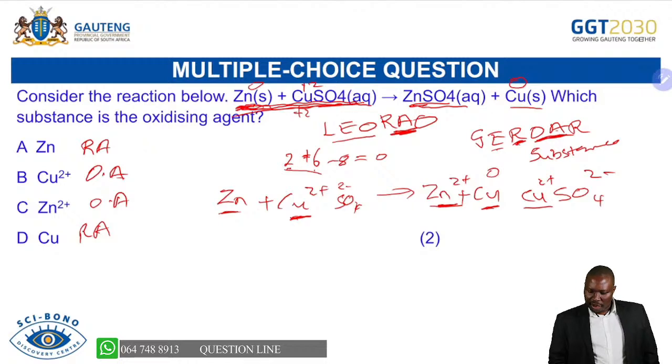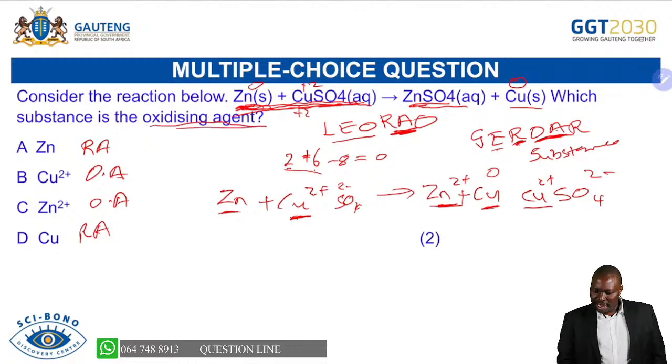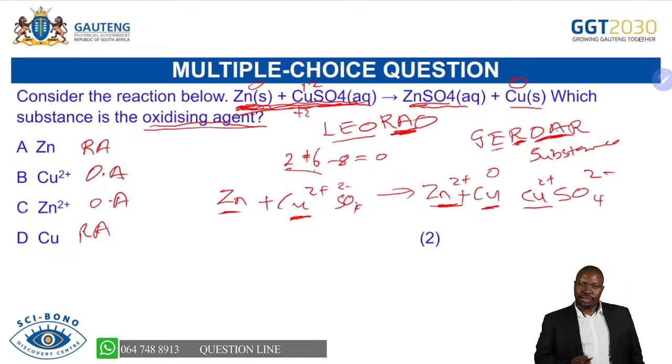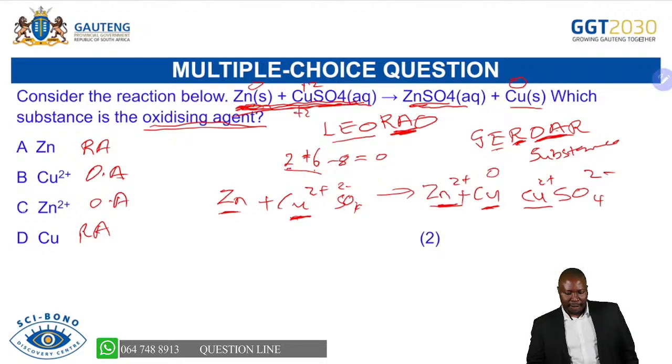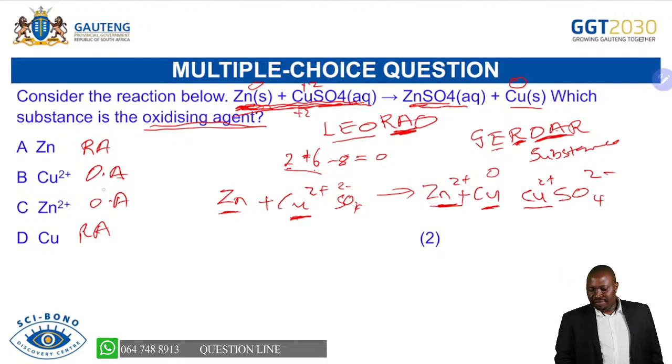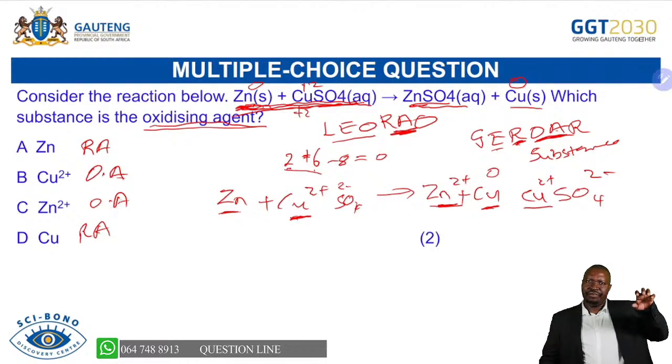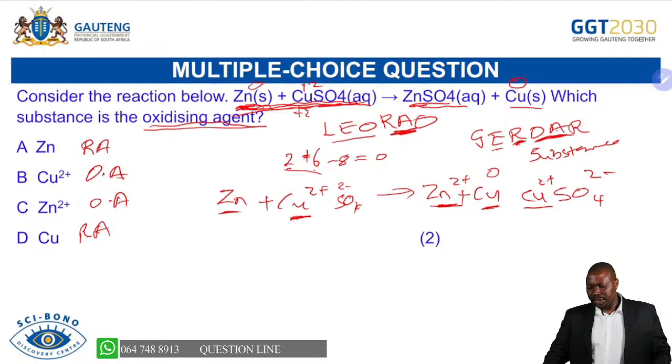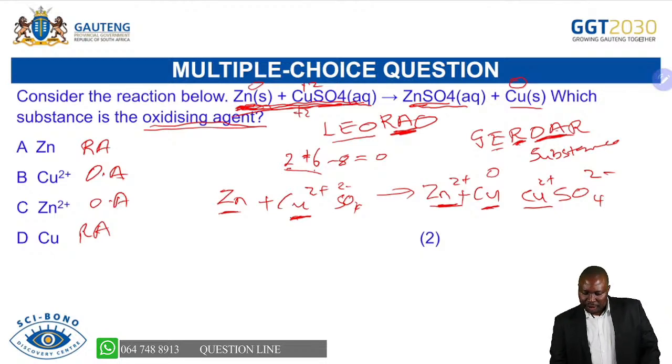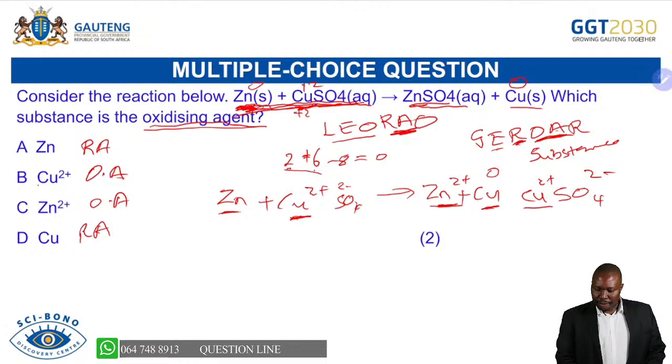And the question is saying, consider the reaction below. Which substance is the oxidizing agent? So our answer is either B or C, because oxidizing agents, you see them there, they are in aqueous solutions. Now, you can see that we're having the oxidizing agent, but I indicated that the agents are always on the left of the reaction. So you will know that we have zinc, which is a stronger reducing agent. It's reacting with copper 2 plus, which is a stronger oxidizing agent. So the strong oxidizing agent is copper 2 plus.